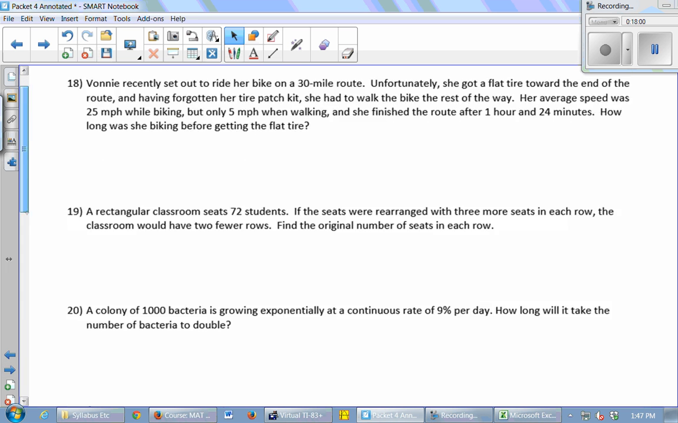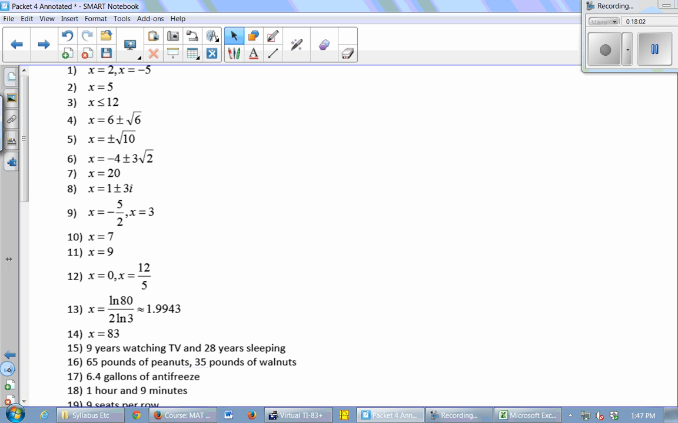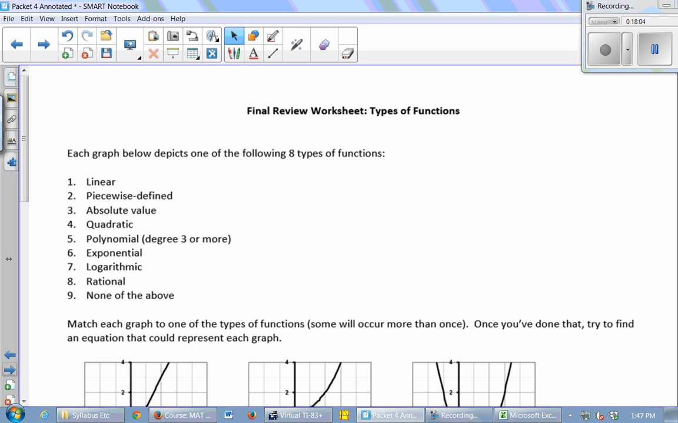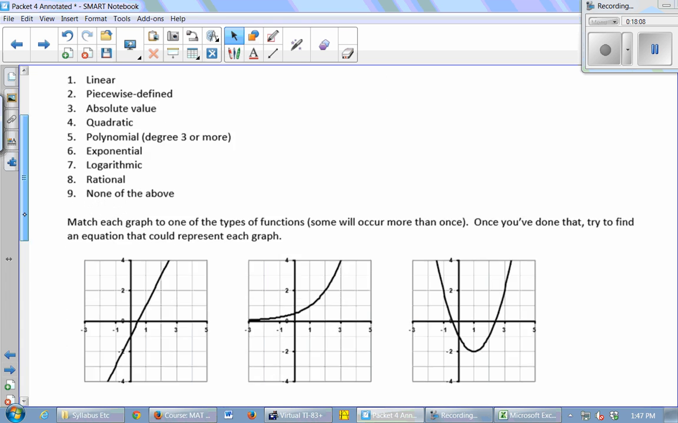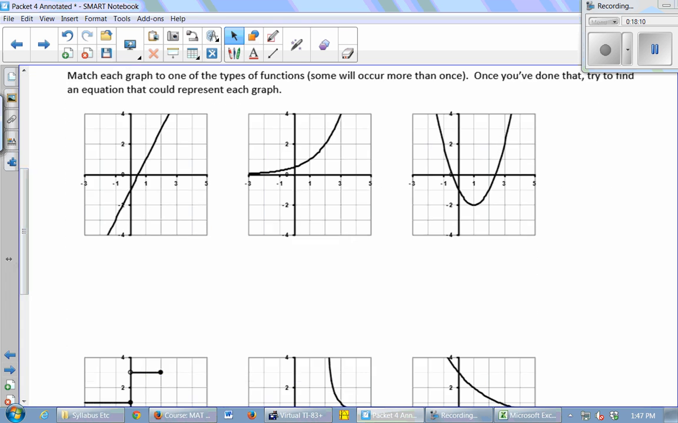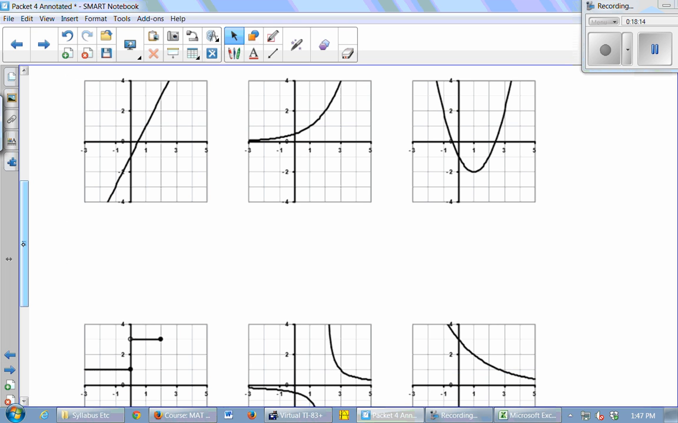And then you have a section of come up with what kind of function is it and find a formula. So here you have a worksheet to practice that. You've got a bunch of pictures of graphs, and you want to be able to look at, say, this middle graph and go, oh, that's definitely exponential, and then find a formula for that graph.